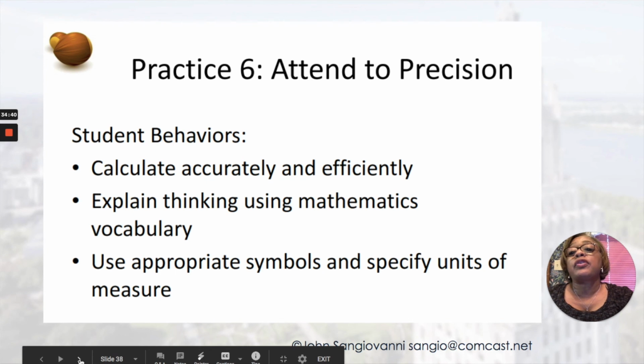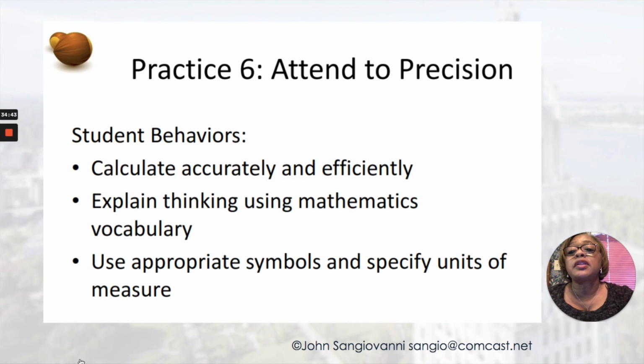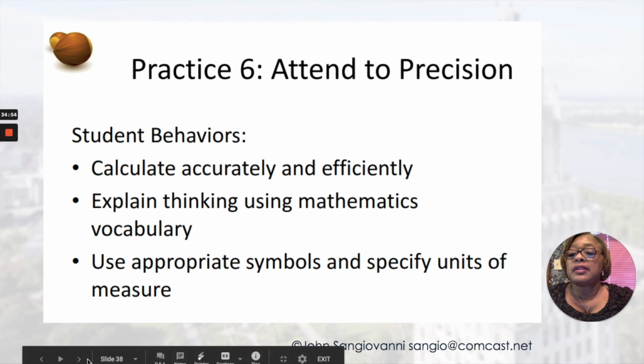What types of behaviors will we see in students? Students being able to calculate accurately and efficiently, students explaining their thinking using mathematics vocabulary, using appropriate symbols and specified units of measure.